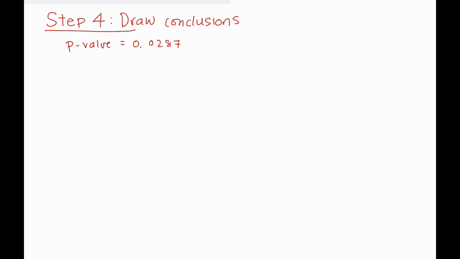So our final step, step 4, is to draw our conclusions. The first thing you will always do is compare your p-value, which in this case was 0.0287, to our significance level, which was given as 0.05. That's alpha, the significance level. You can see in this case that the p-value is less than the significance level alpha, and that tells us we are going to reject H naught.